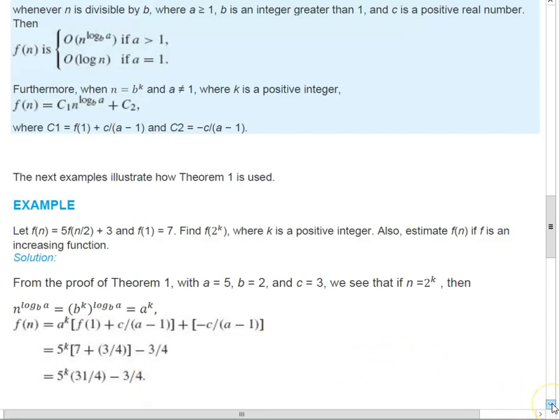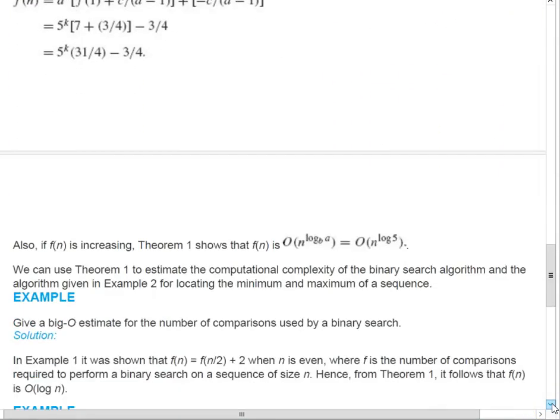If f is an increasing function, then Theorem 1 shows that f(n) is big-O of n to the power log base b of a, that is big-O of n to the power log base 2 of 5. So if the base is missing, it is 2.